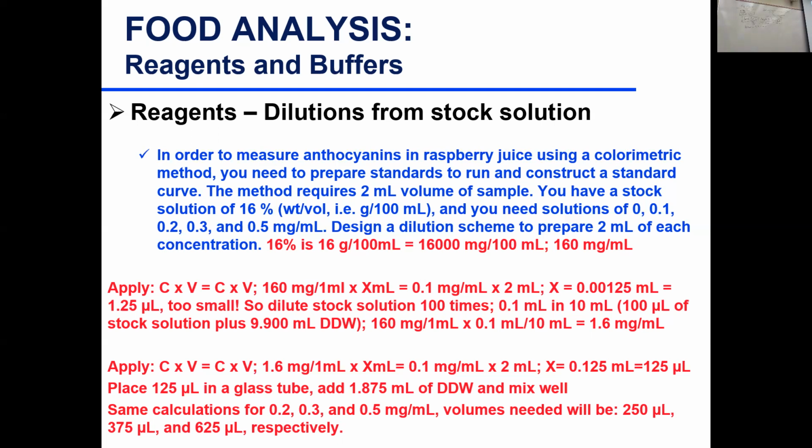Any? What's that? Double distilled water. Usually in the lab, we want to remove minerals from the water. So we distill it and sometimes we double distill it.